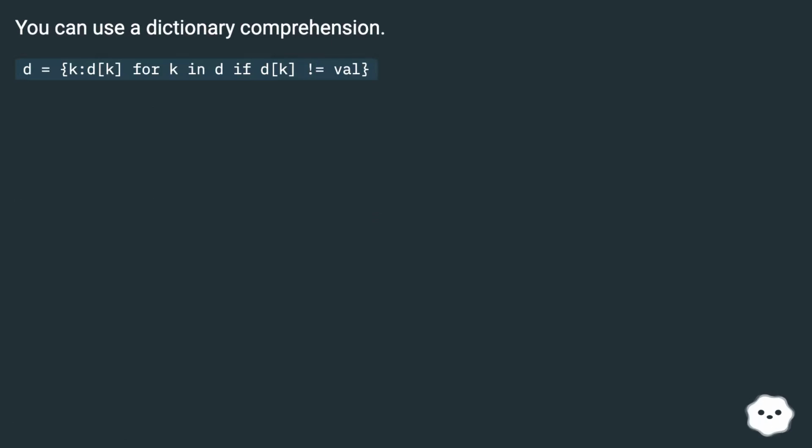You can use a dictionary comprehension. d = {k: d[k] for k in d if d[k] != val}.